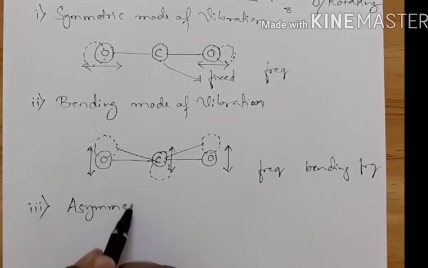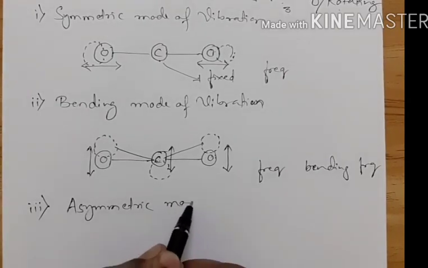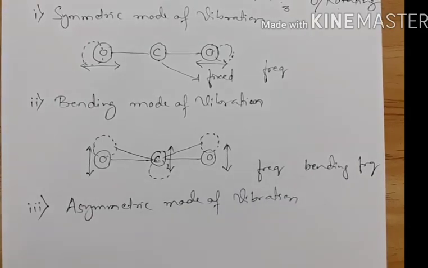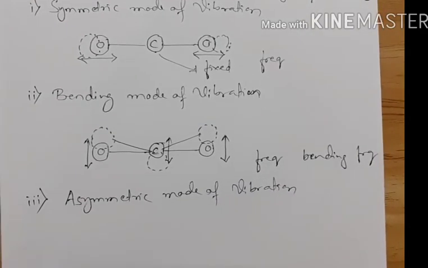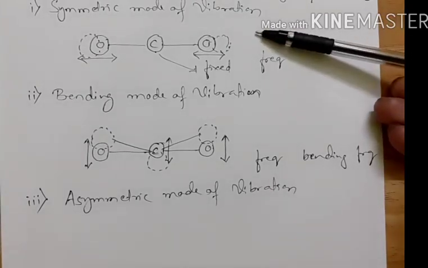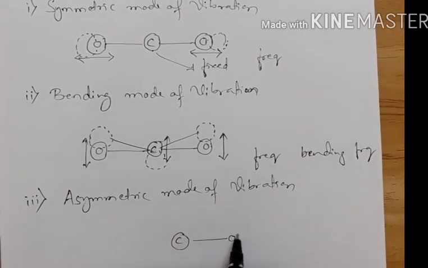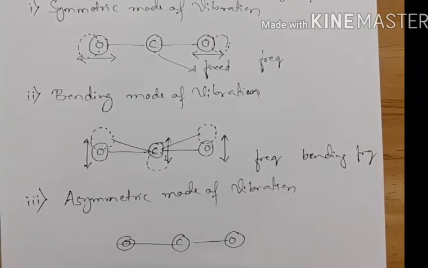It is the asymmetric mode of vibration. So in this case, this is exactly opposite of this kind. Whereas carbon dioxide is fixed and oxygen are moving apart. Here, this carbon dioxide, this oxygen, and this oxygen vibrate asymmetrically. That means it does not maintain the symmetricity.